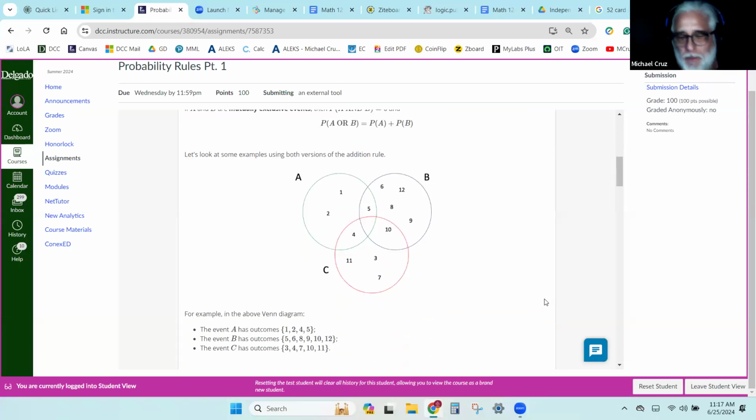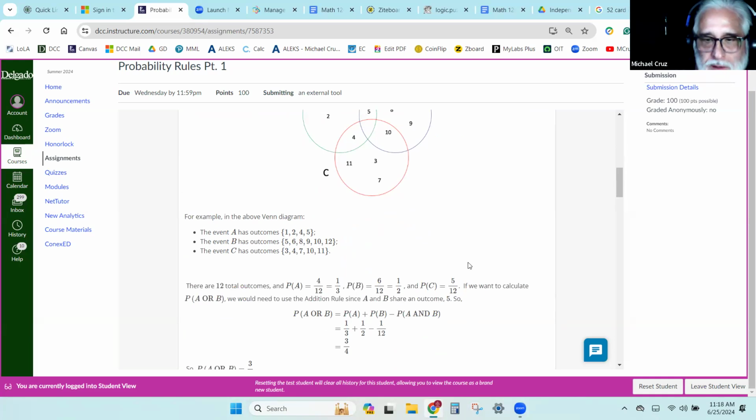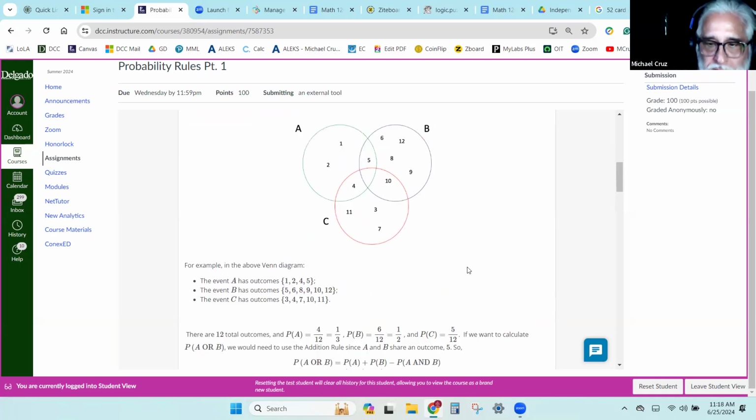All right. So they've given us an example. Event A, 1, 2, 4, and 5. Event B, 5, 6, 8, 9, 10, and 12. And then in this one, 3, 4, 7, 10, and 11. And so they calculate the probability of A. There's 1, 2, 3, 4 over the total of 12.